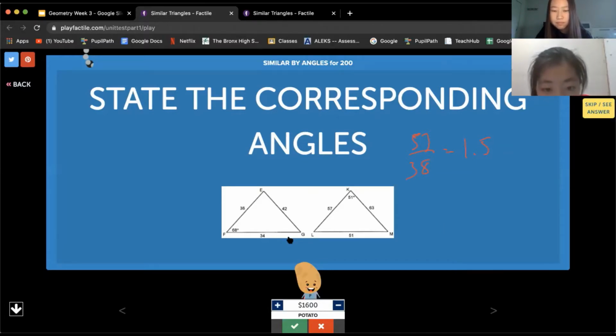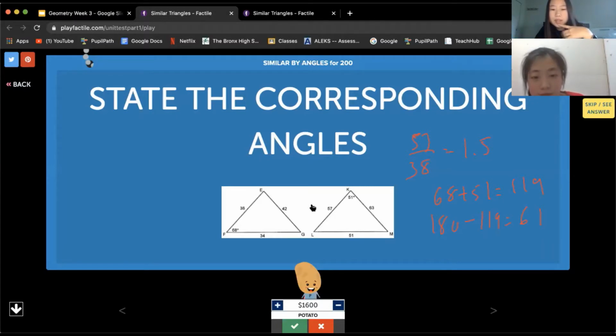So now you have to find the missing angles. So again, 60 plus 51, 68 plus 51 equals 119, and then 180 minus 119 is 61. And the other missing angle.